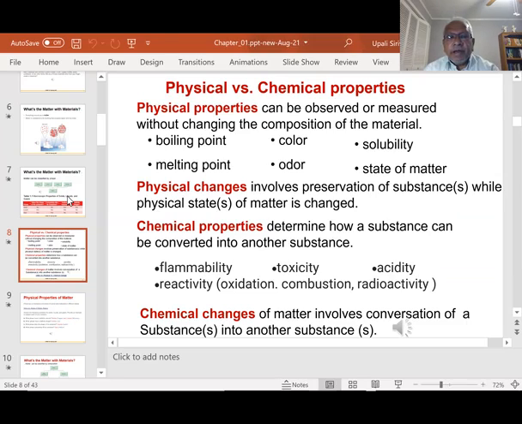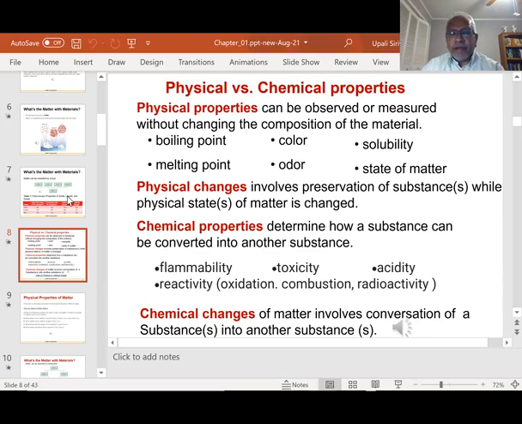Now, what is a physical and chemical property? Physical properties are things like boiling point, melting point, color, odor, solubility, and state of matter. There's a description of phase changes, changes in state. Boiling point is liquid going to gas. Color is the color of the material. Melting point is solid going to liquid. Solubility is something going into water.